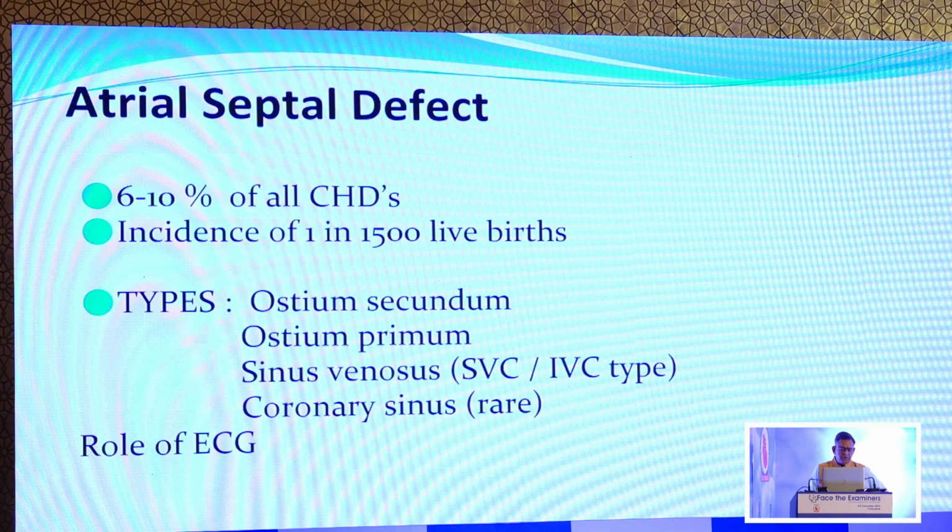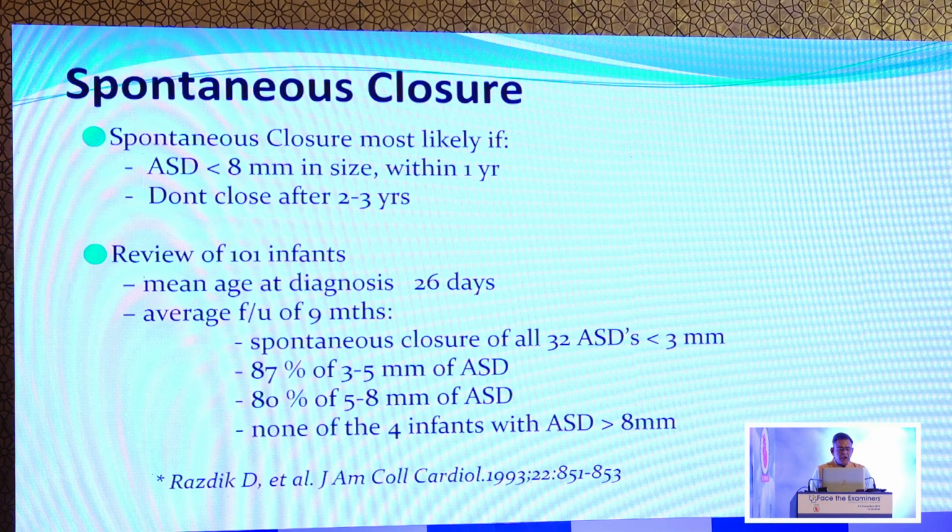Atrial septal defects, we will not go into incidences. There are various types, you know. All will present the same way with cardiomegaly and right ventricular volume overload, but the ECG sometimes may help you. How? By seeing the axis and the looping of the ventricle, you can decide what kind is there. Spontaneous closure of atrial septal defect is known till 1 year, maximum to 2 years.